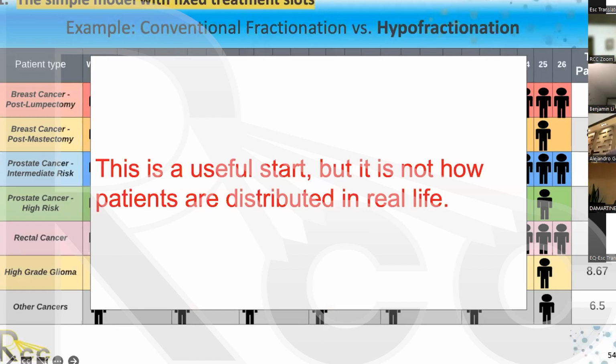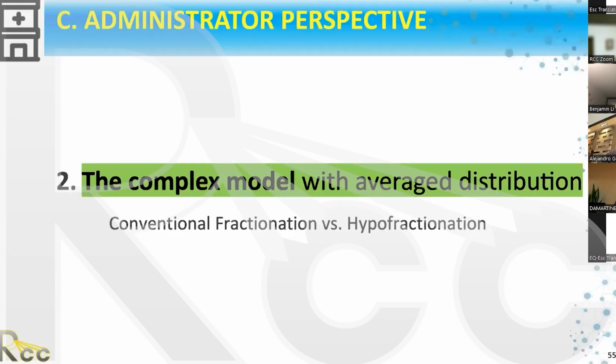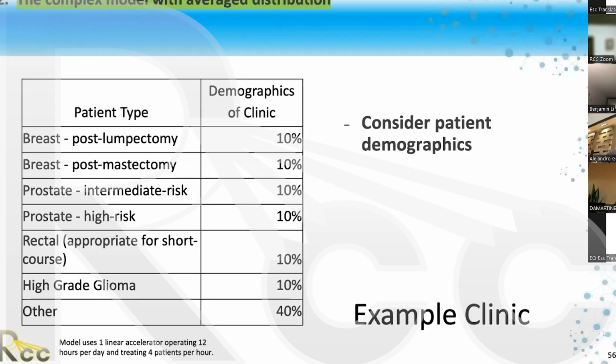And if we compare, we can see that we can have many more patients, but this isn't how it works in real life. It's a useful start, but let's look at the complex model with the averaged distribution that's more similar to real life. We have to consider the distribution of patients. In the model, always use 10% for each pathology and 40% for other types of cancers.